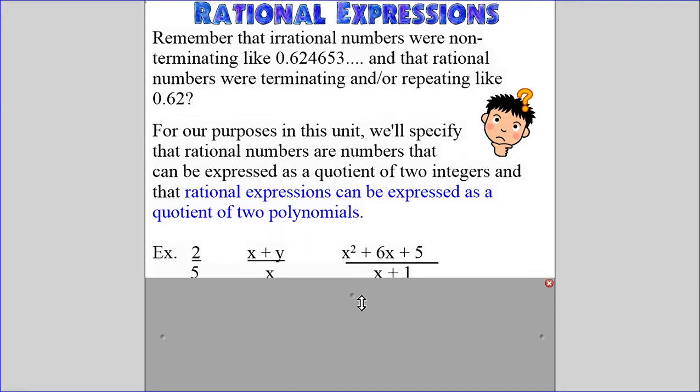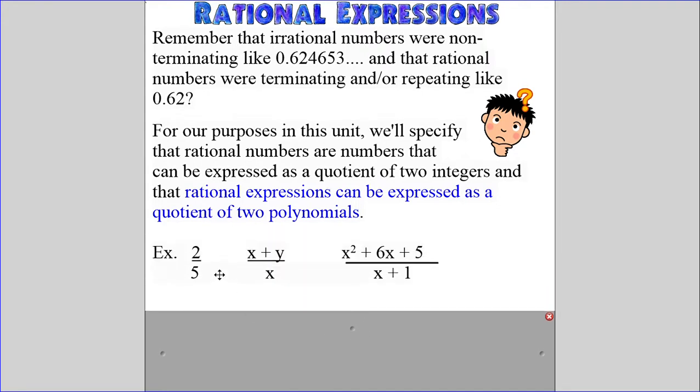So for example, we'd have something like 2 over 5, or maybe x plus y over x, or maybe x squared plus 6x plus 5 over x plus 1. In all three cases, we have rational expressions because we have rational numbers, or integers, I guess, that show up on the top and the bottom.